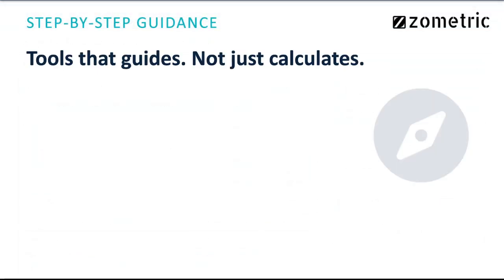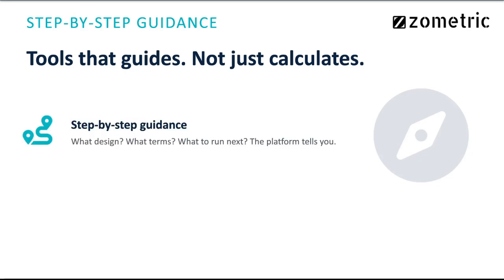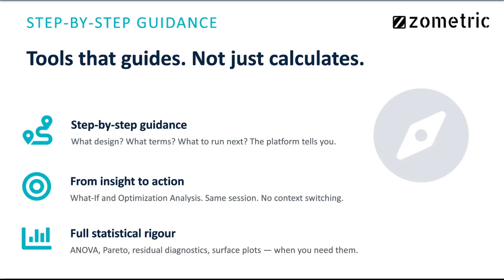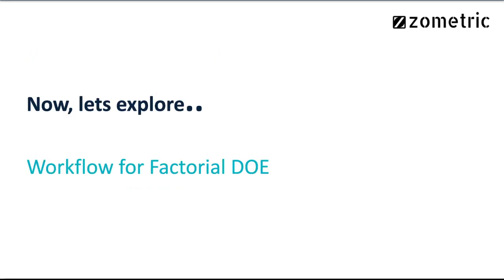One thing I consistently recommend to teams adopting DOE for the first time, or scaling it beyond a specialist, is to look for tools that guide, not just calculate. Zometric is designed to walk users through each decision: what design to choose, what terms to include, what analysis to run next. It meets engineers where they are without compromising on statistical depth. Let's see that in action with Factorial DOE.